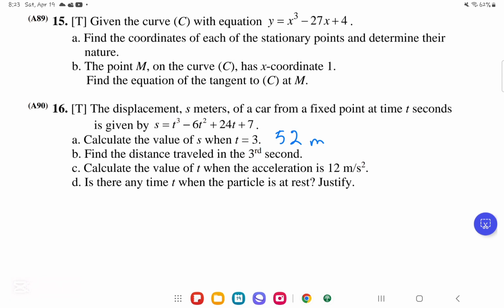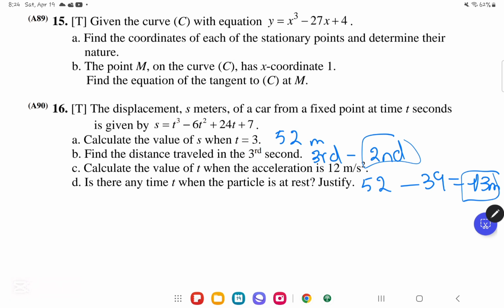Find the distance traveled in the third second. The distance traveled in the third second is the third second distance minus the second distance. We have the third second distance, which is 52 meters, minus the 2 second distance, which is 2 to the power of 3 minus 6 times 2 squared plus 24 times 2 plus 7. You will get an answer of 39. So 52 minus 39, you will get the value of 13 meters.